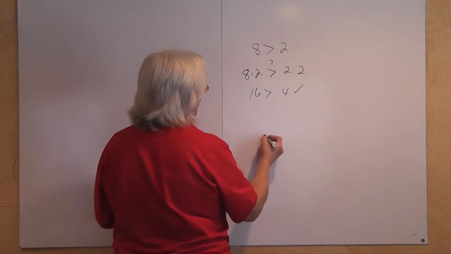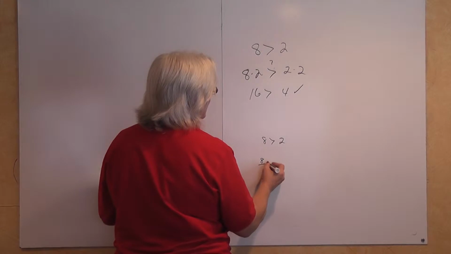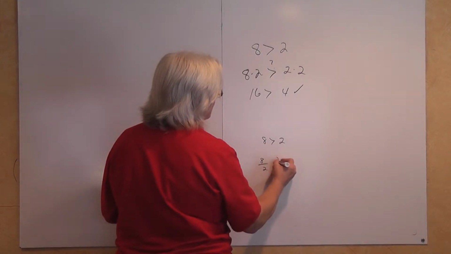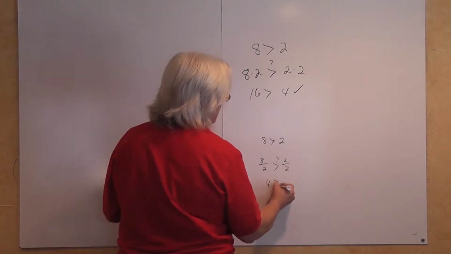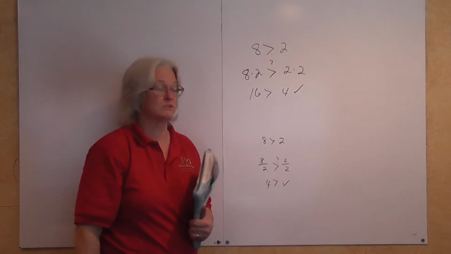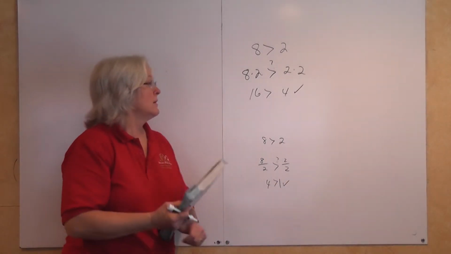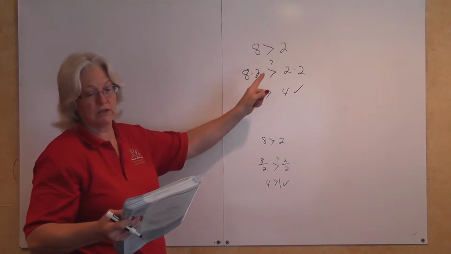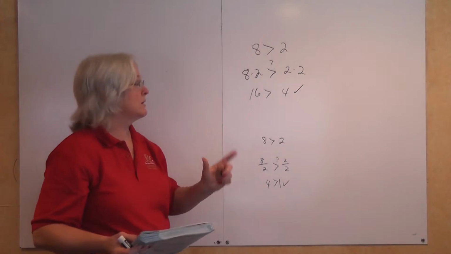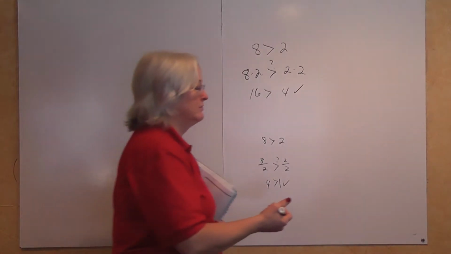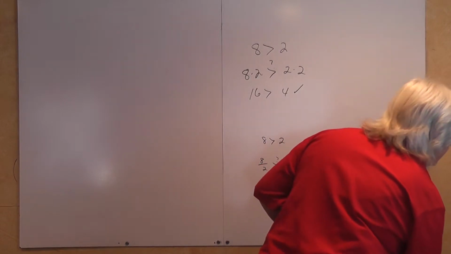Well, what if we have 8 is greater than 2, and we divide both sides of this equation by 2? Is that still going to be true? Yes. 4 is greater than 1. The direction of this inequality symbol didn't change. Now let's see what happens, however, with a positive and a negative number that's being involved in here.